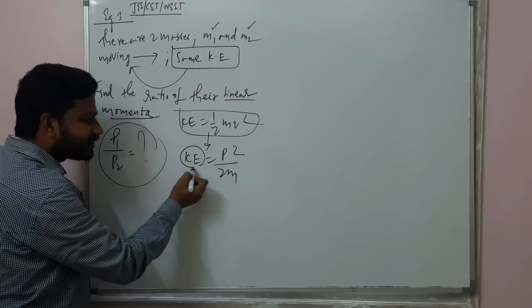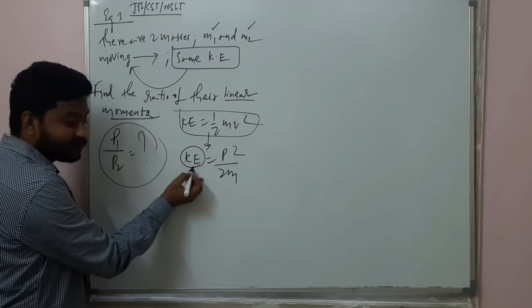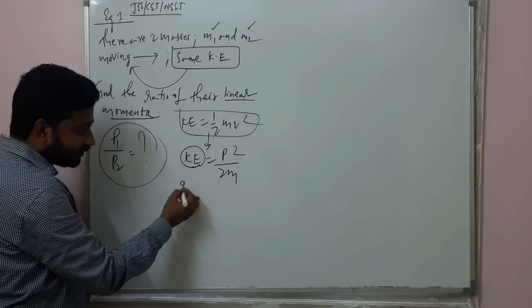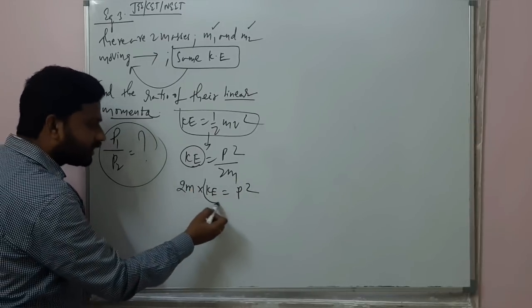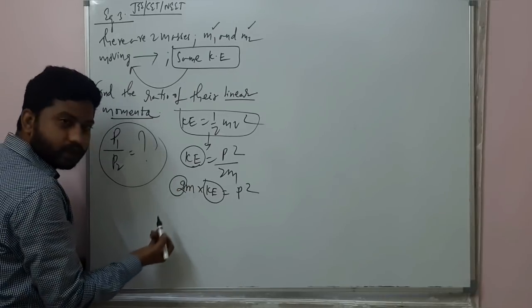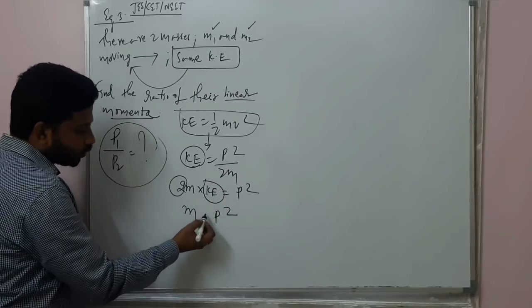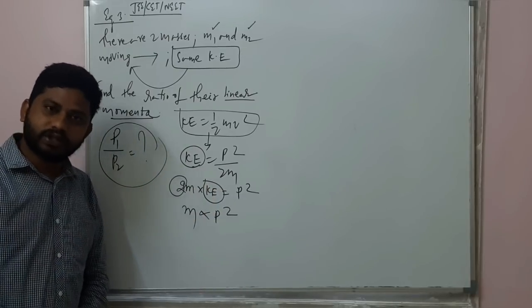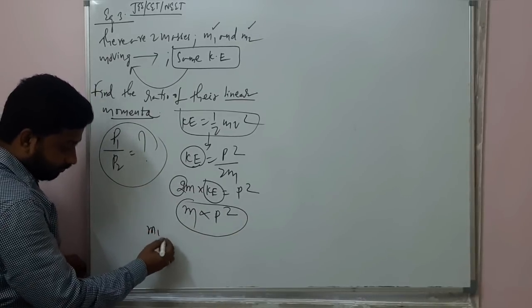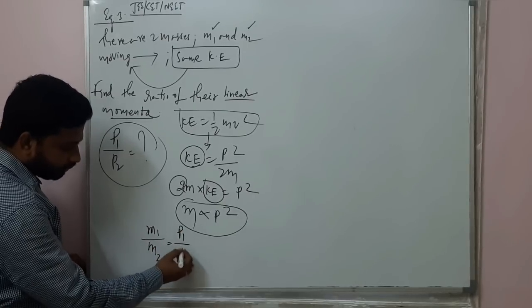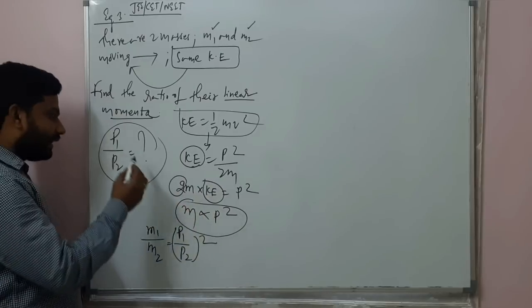Now, when this is constant, carefully see what happens. I can write this expression like this: 2m into kinetic energy is equal to p square. What they told us is that kinetic energy is constant. So the 2 is anyhow constant. What remains on the left hand side? Only the mass. On the right hand side, it's p square. So these two are directly proportional. When m is directly proportional to p square, I can also write m1 by m2 is equal to p1 by p2 whole square. But I don't want p1 by p2 whole square. I need only p1 by p2.